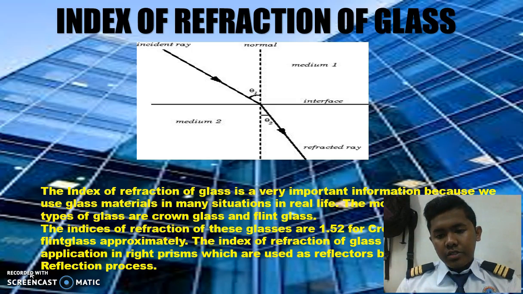The index of refraction of glass has a great application in a right prism, which is used as a reflector by the total internal reflection process.